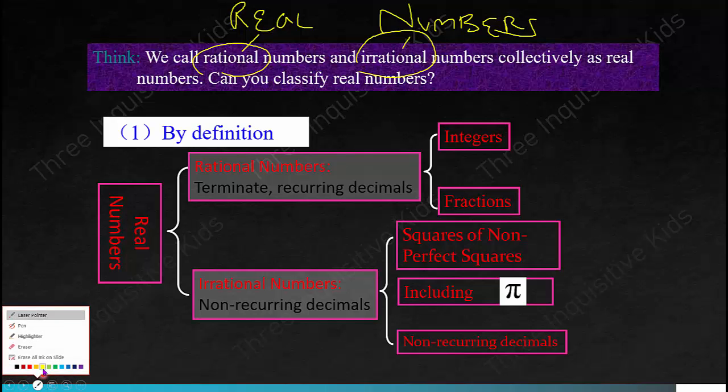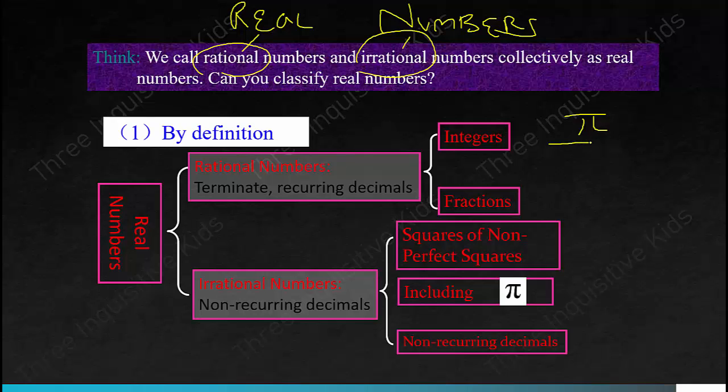Now, what if it was pi over pi? That equals 1. So that actually would go into rational numbers. That's something that's kind of special.